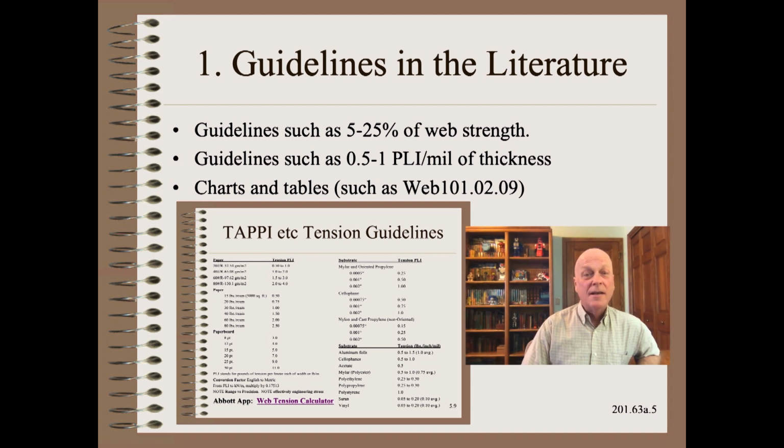Since tension is such a universal web machine control, it is not surprising to find much guidance in the literature. Some of the more universally applicable are based on web strength, though thickness is also an important parameter. Finally, there are many charts and tables in the literature, such as summarized in one of the pages of my award-winning and trademarked Web 101 class that has been taken by about 5,000 students.